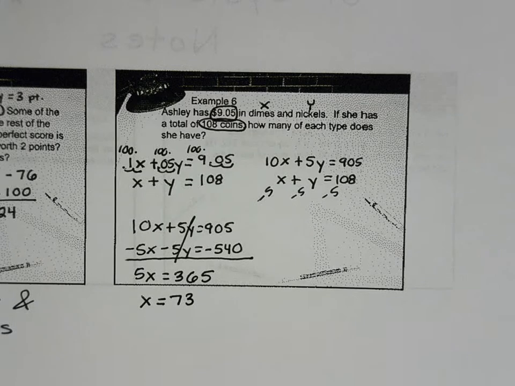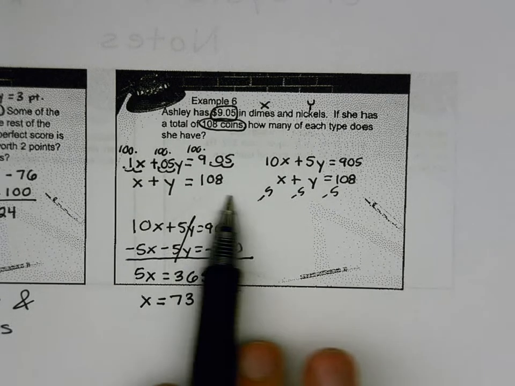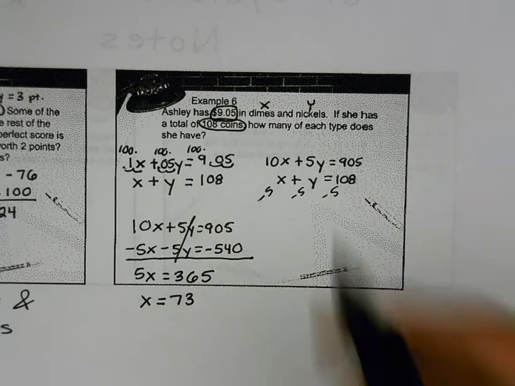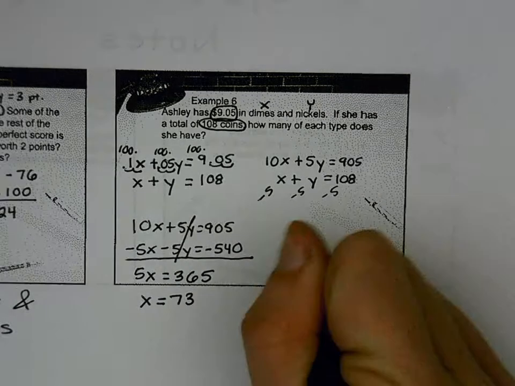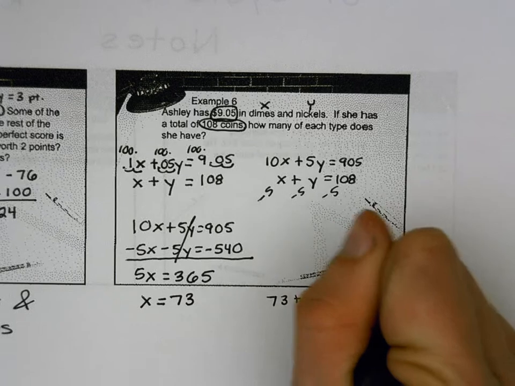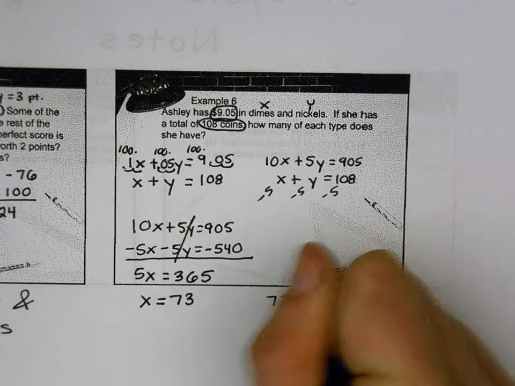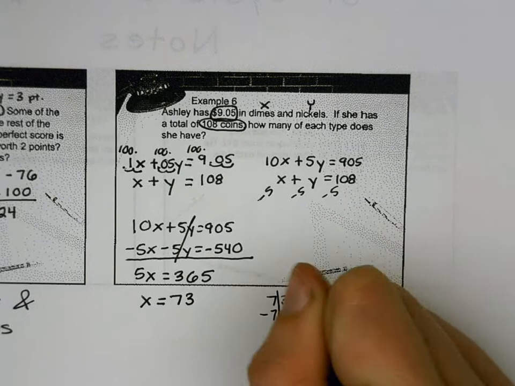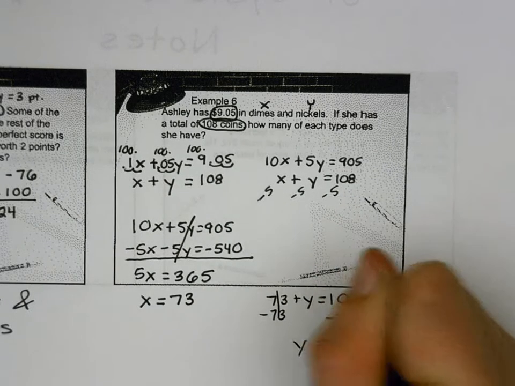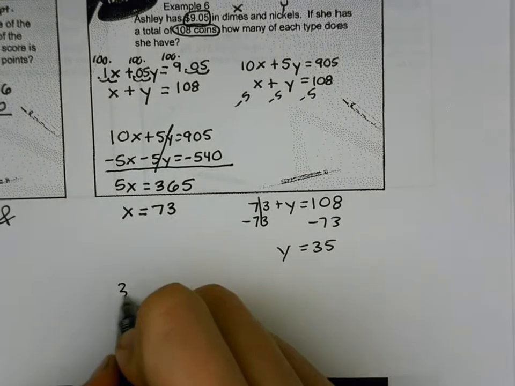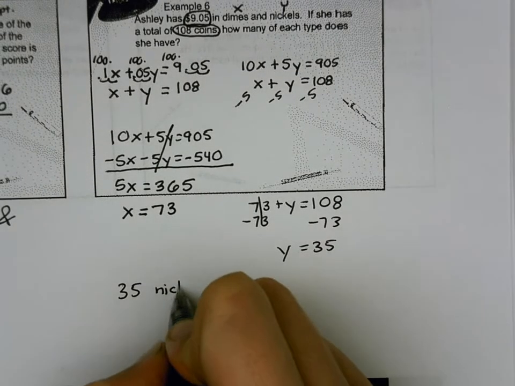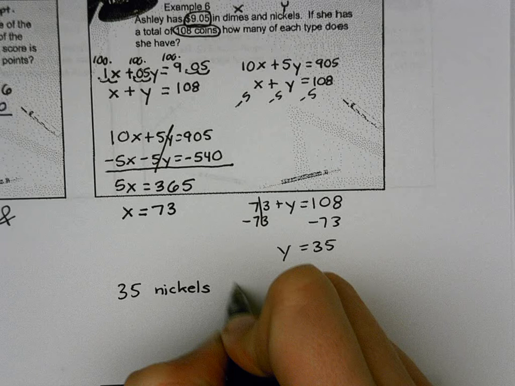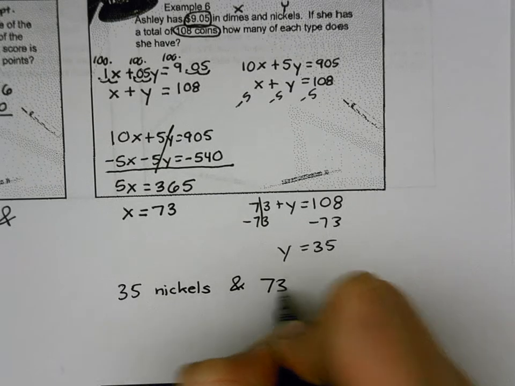Okay, once we're there, we can now plug it into any of our equations. I'm going to go ahead and plug it into this bottom one, this x plus y equals 108. When I plug in 73 plus y equals 108, I can solve for my y by subtracting the 73 over to the other side, and I get y equals 35. And so I know then that I have 35 nickels, because y represented my nickels, and 73 dimes.